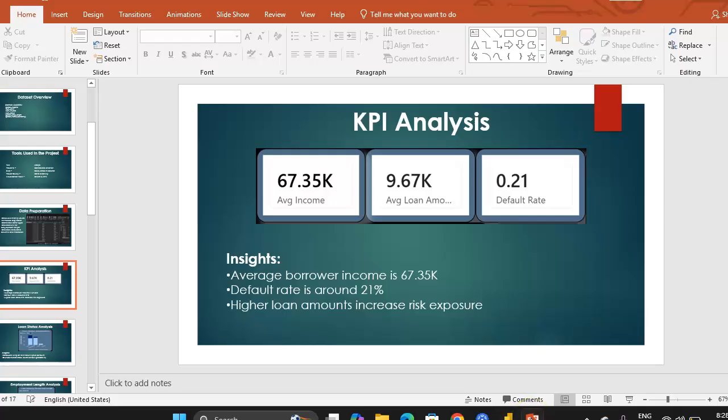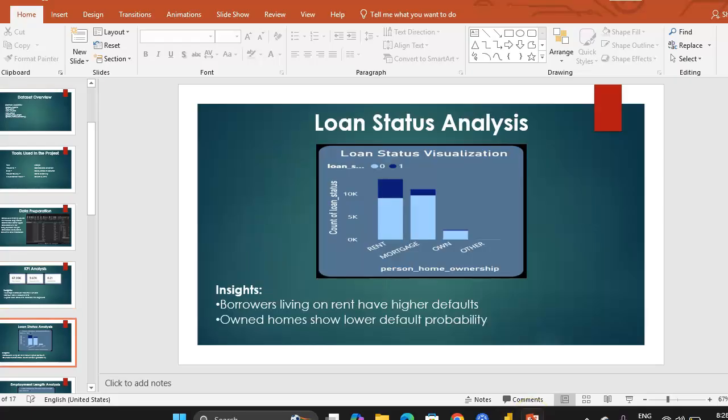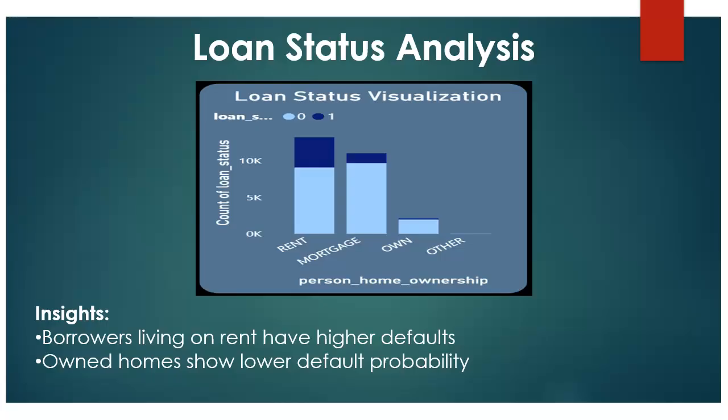Then the loan status analysis. In this analysis, I compared loan status with home ownership categories. The categories include rent, mortgage, own, and other. The visualization shows that borrowers living in rented houses have a higher default rate compared to borrowers who own a house. This suggests that financial stability and asset ownership play an important role in loan repayment behavior.